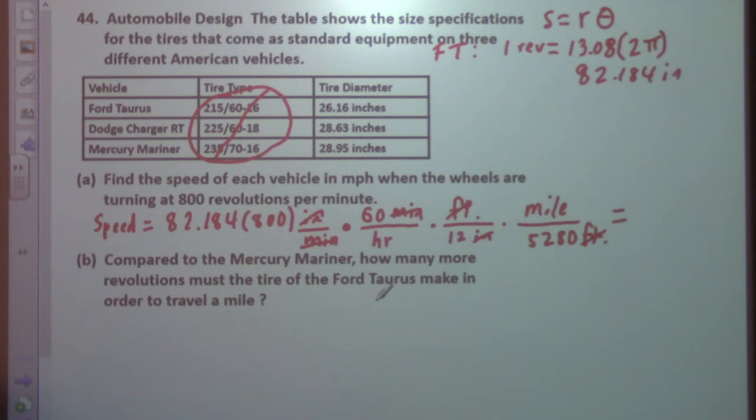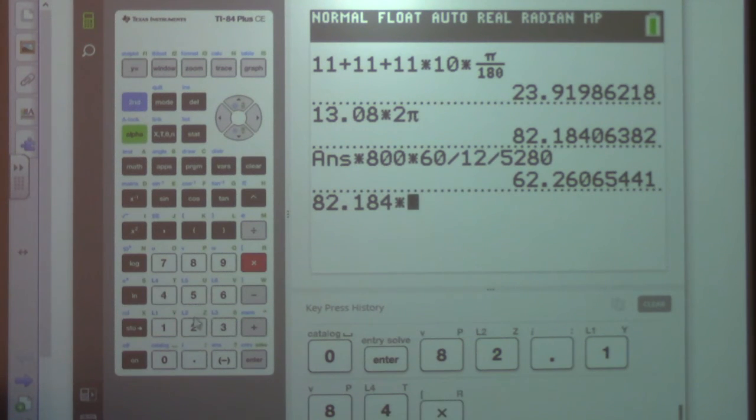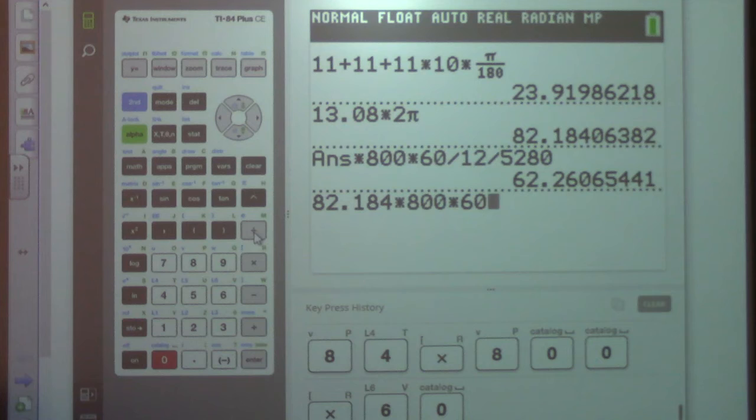So what is that going to be in miles per hour? Well, it's going to be 82.184 times 800 times 60 divided by 12 divided by 5280.